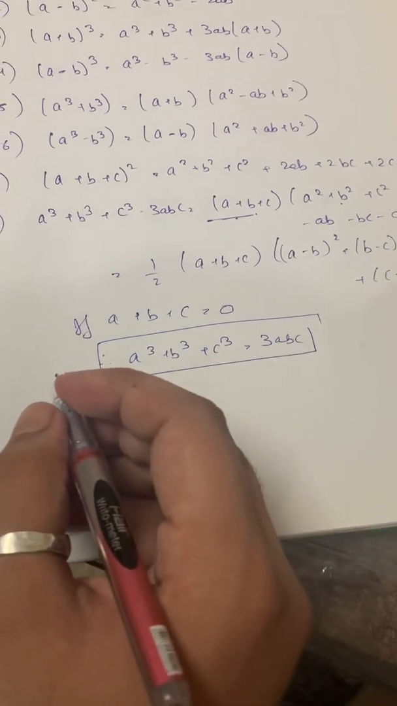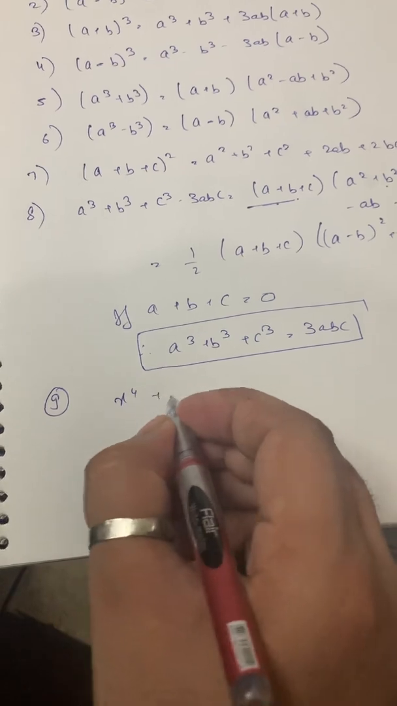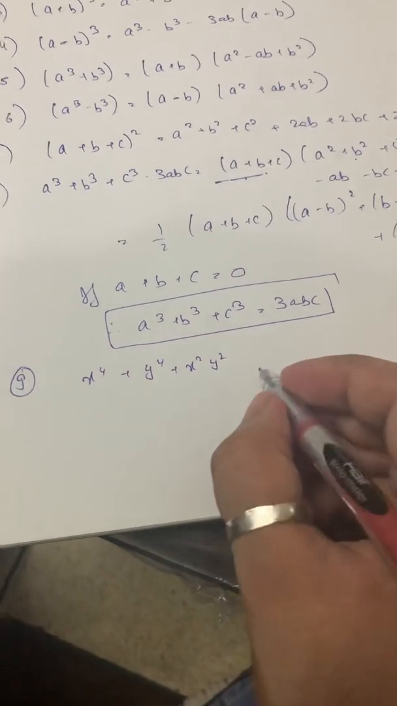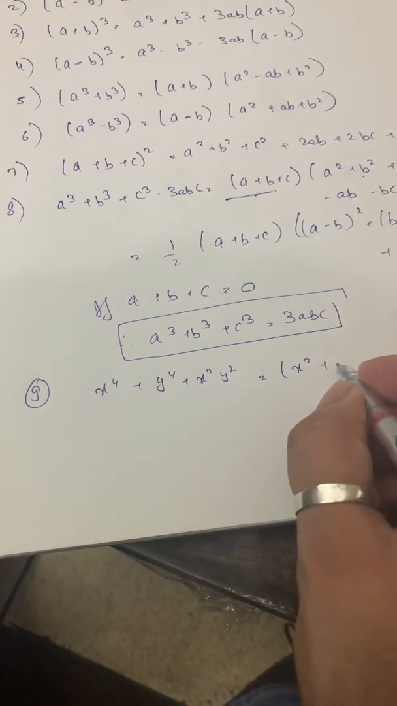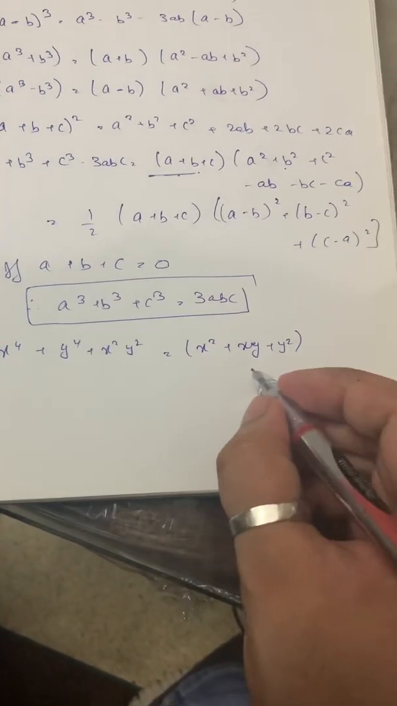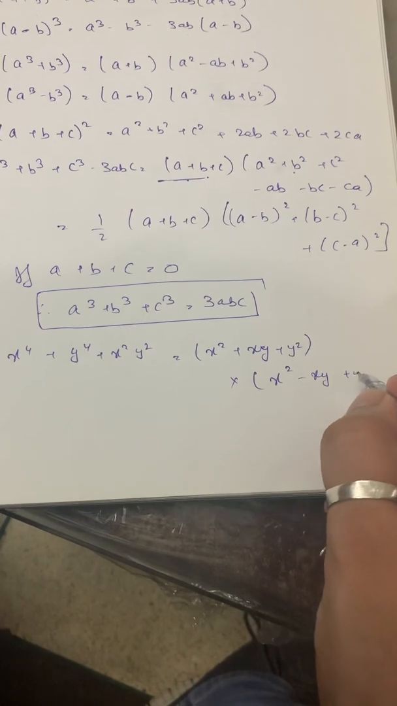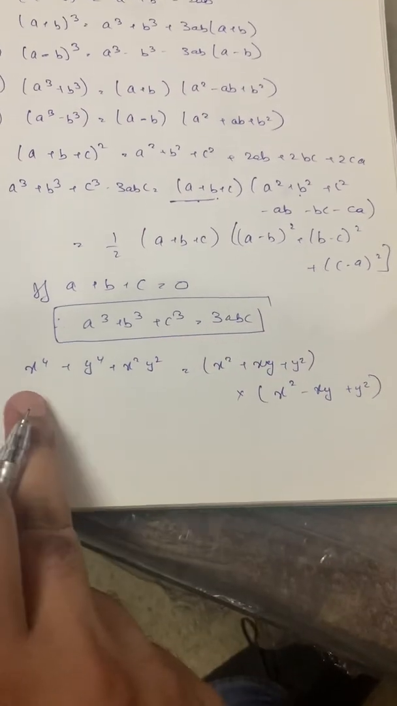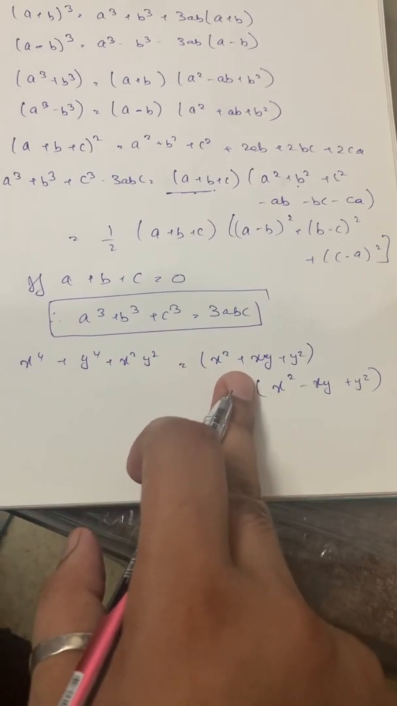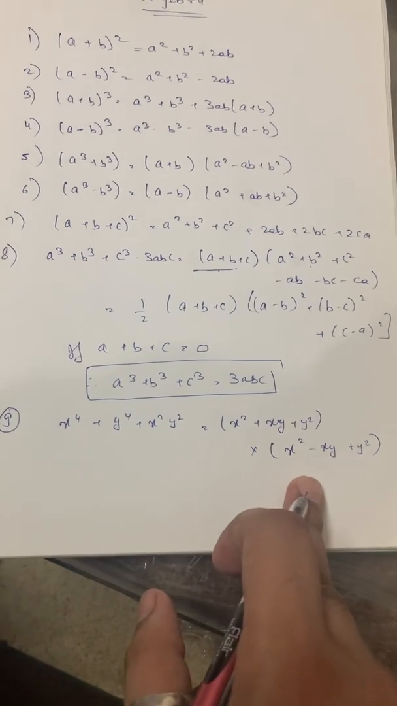Next important result is the ninth result. x4 plus y4 plus x square y square will be equal to (x square plus xy plus y square) multiplied by (x square minus xy plus y square). So this is important. You all need to remember these 9 identities.